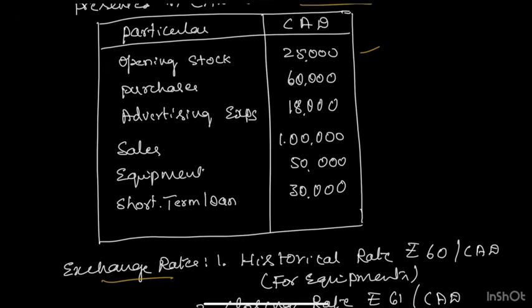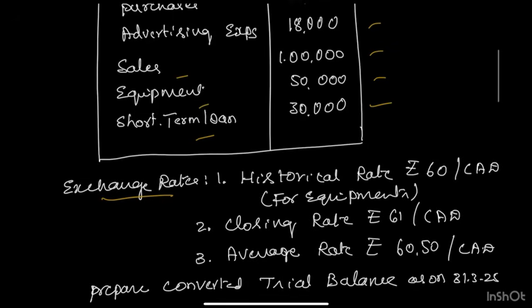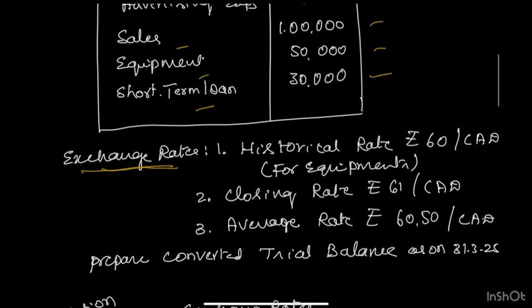Opening stock 25,000 given in Canadian dollars, purchases 60,000, advertising expenses 18,000, sales 1 lakh, equipment 50,000, short-term loans 30,000. And this is in Canadian dollars. We have to convert into the Indian rupee. For that, they have given the additional information, that is exchange rates.